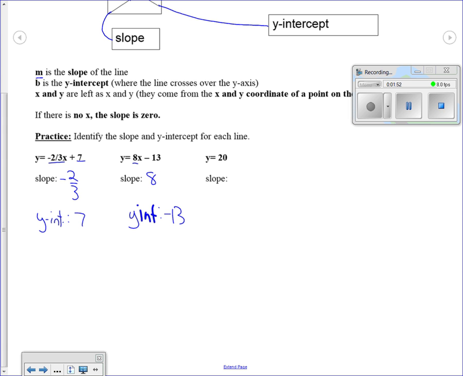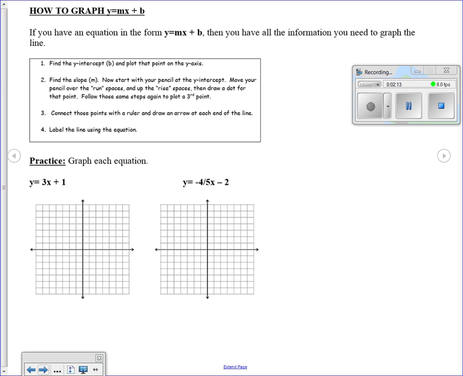Okay, y equals 20. There's no x, so there's no number in front of x, so that means there's no slope, so 0 slope, and our y-intercept is 20.